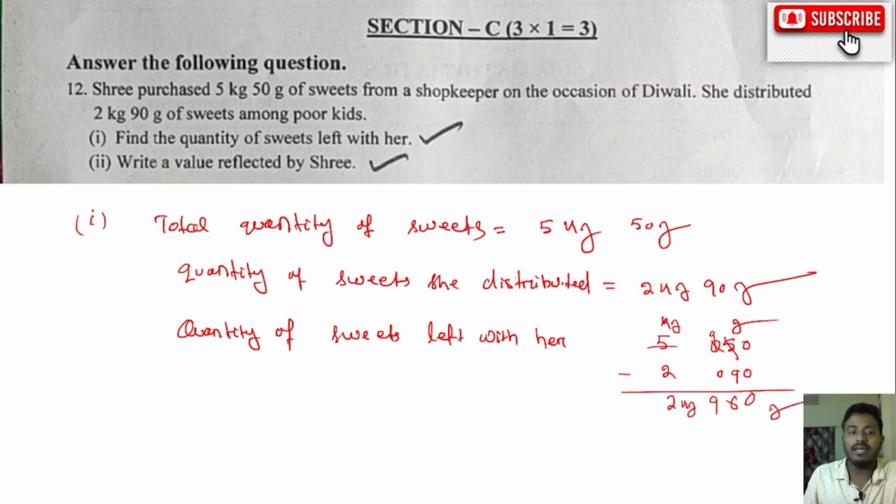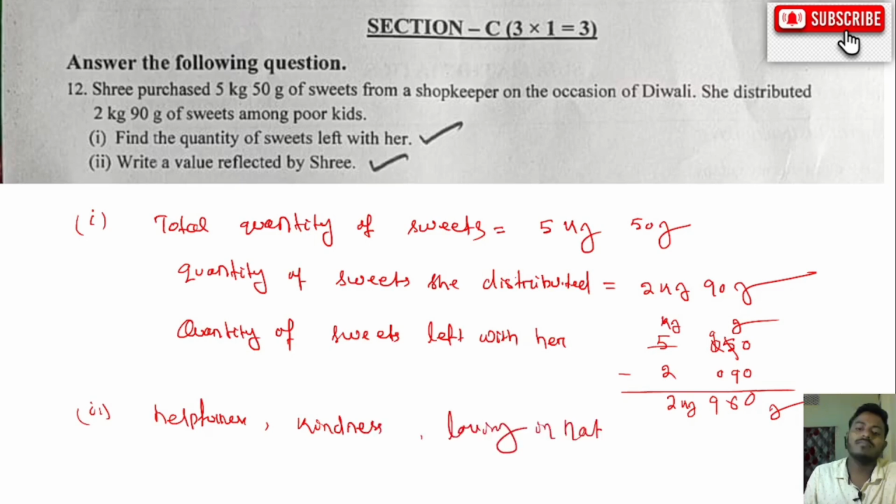Okay, now 2, write a value reflected by Sri, that is helpfulness, kindness, loving in nature, etc. Now next question.